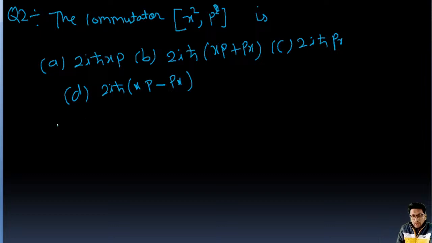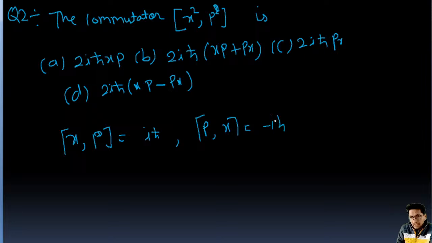So before solving this question, I will tell you some properties which are used in this question. First, the value of commutator xp is i h cut. And if it is px, then it is going to be minus i h cut. This is the first one.